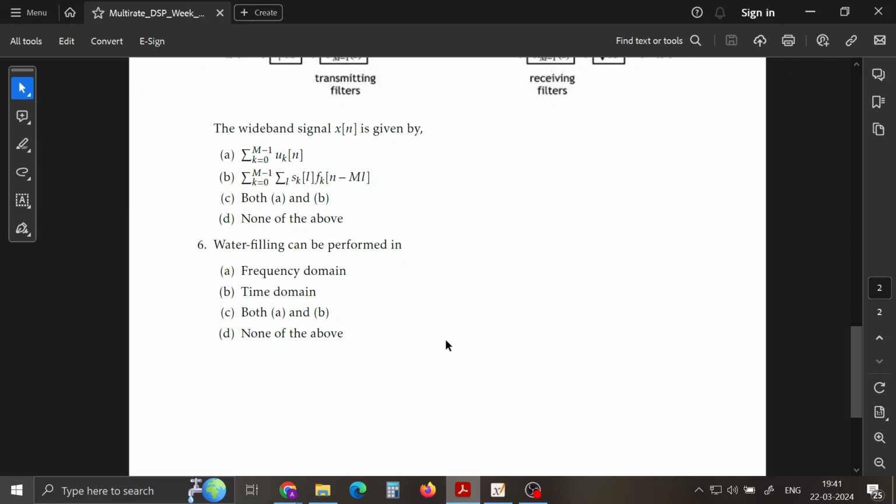Okay, so in this question we are asked water filling can be performed in option A frequency domain, option B time domain, option C both A and B, that is both in frequency domain as well as in time domain, or option D none of the above. Now if you have gone through the lectures, you can straight away mark the right answer, which is both A and B, right? So option C is the right answer, because you can perform water filling over frequency as well as over time, right?